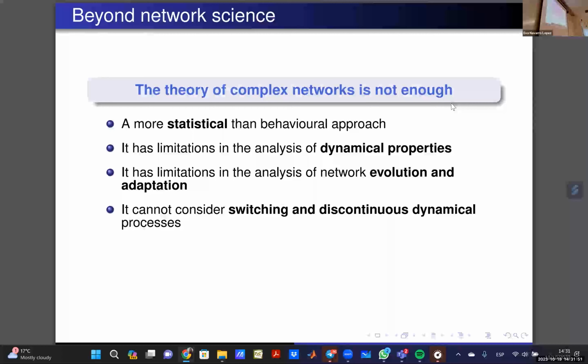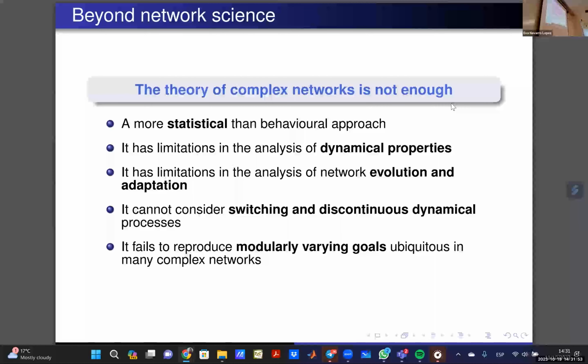Like what is happening in my brain now, that my neurons are dying. But it is also very important that these models cannot consider switching and discontinuous dynamical processes.